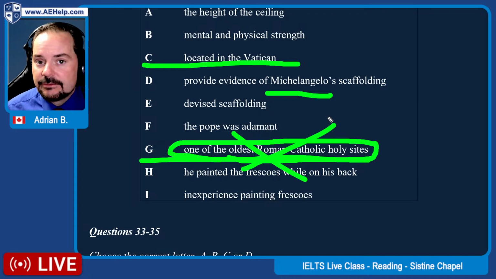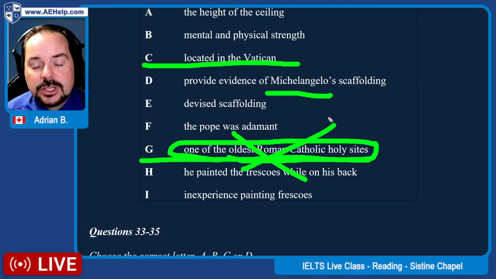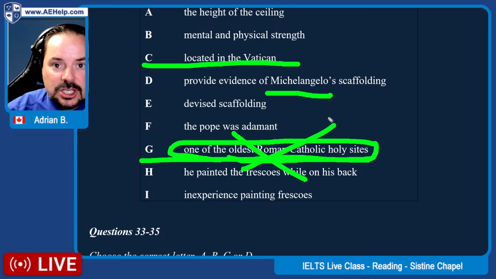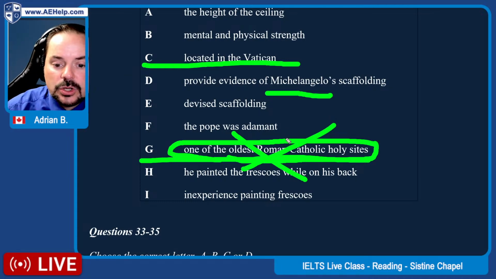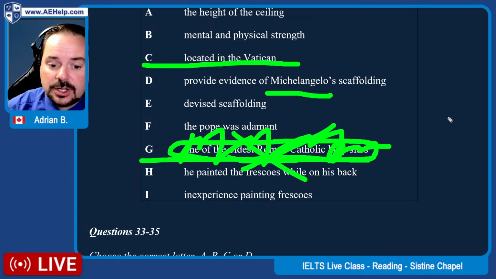You don't need to learn everything about Islam, and you don't need to learn everything about other religions, but you do need to learn just the basics, okay? Just the basics of the major historical events, and that will help you a lot. So that way I know that there's no way that the Sistine Chapel is one of the oldest Roman Catholic sites. That's just wrong information. It's not 2,000 years old.